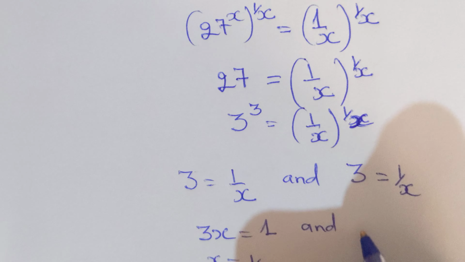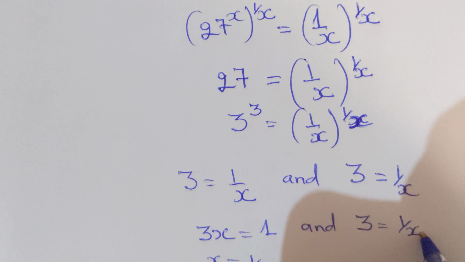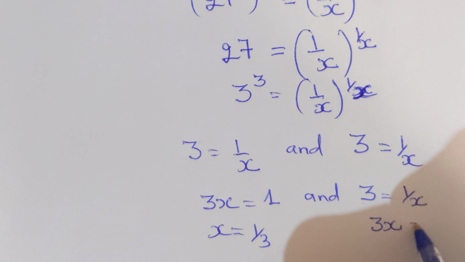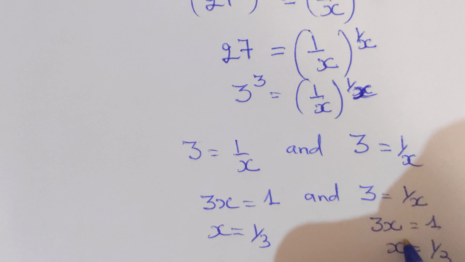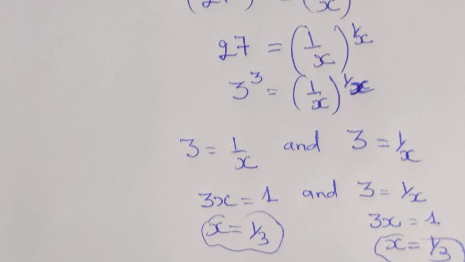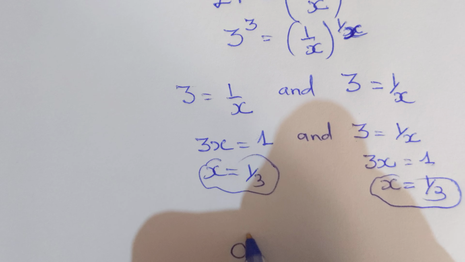And here about power, this will provide 3, which is equal to 1 over x, then 3x is equal to 1, then x will be equal to 1 over 3. To mean that power and base are equal. Now let's check.